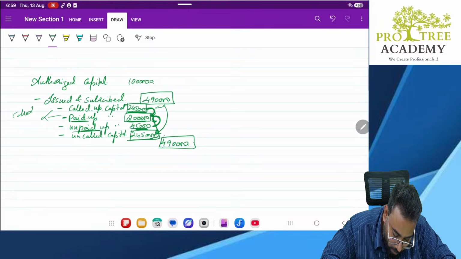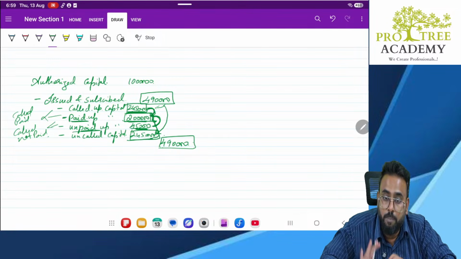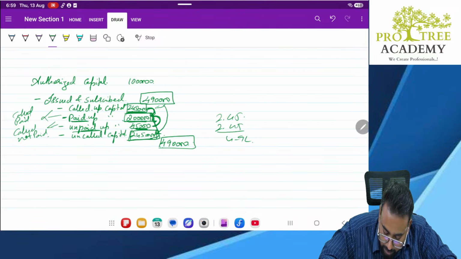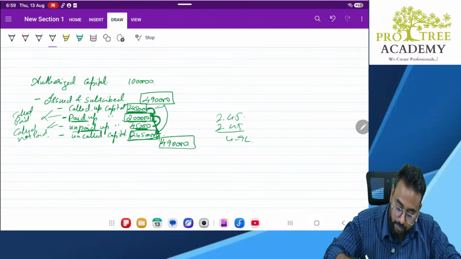It was called and it was paid. This was called, not yet paid. Not paid. Clear? So 2 lakh called and paid. 45,000 called but not paid. Total 2.45. Then 2,45,000 not yet called. So total 4.9 lakh. That is what we have done. We have taken this three. Correct or no? The total. You're understanding? So look at it very carefully.